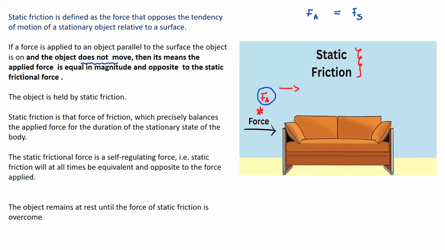It's because the applied force is equal in magnitude and opposite to the static friction. What do you want to do? I want to move. So the applied force says, I want to move you this way. Static friction says, I'm going to oppose you. I will equate you and no one is moved. Hence, the physics says the object is held by static friction.